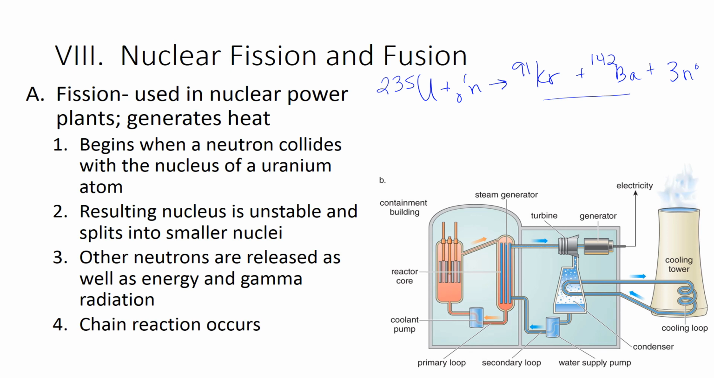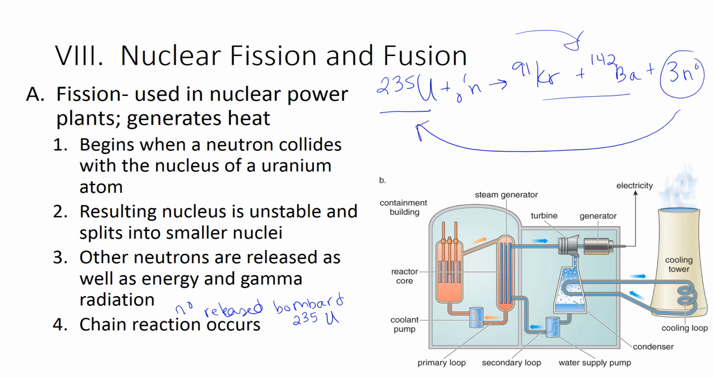Soon you hit what's called the critical mass, and your chain reaction begins. In the chain reaction, the neutrons that are released will bombard other uranium-235s, and the process continues. So we'll bombard more uranium-235, which will cause that to split into smaller nuclei, releasing neutrons, which will bombard uranium. So you get this chain reaction that's occurring.